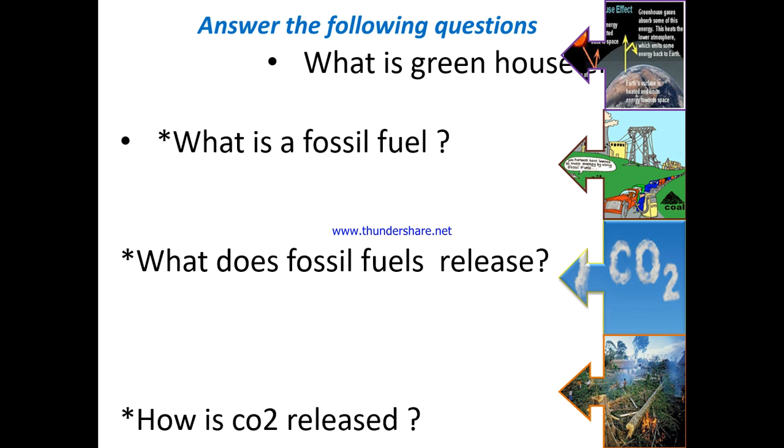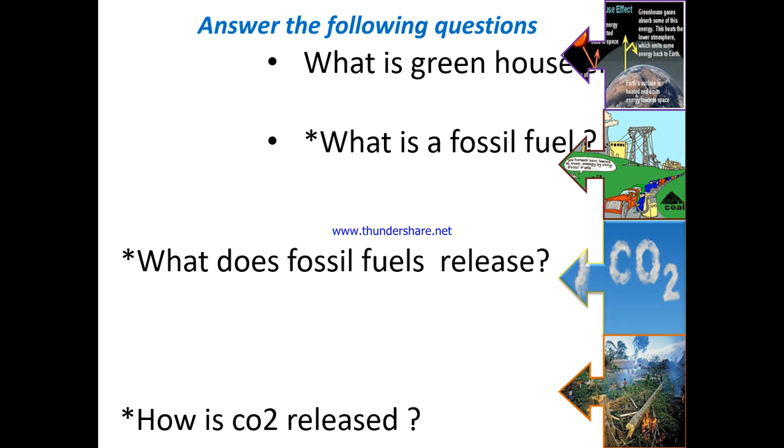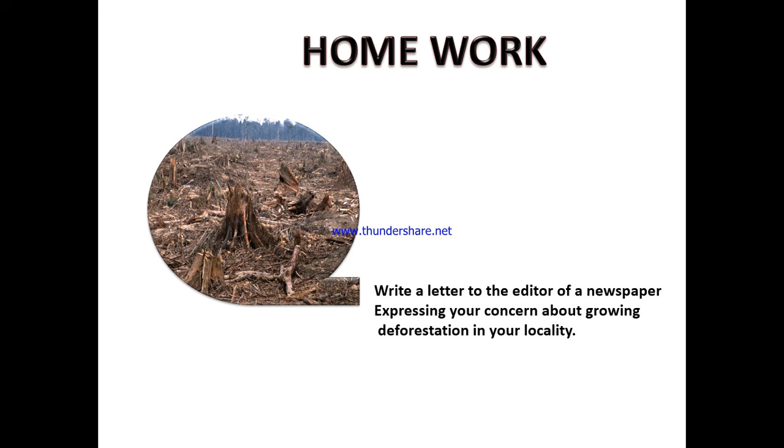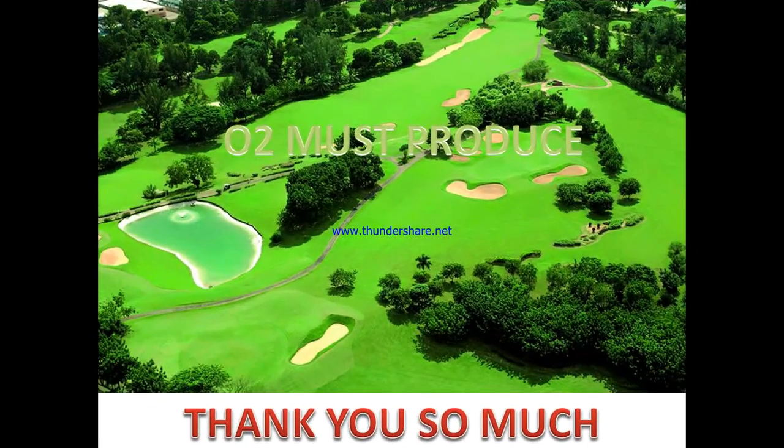How is CO2 released? When we cut trees in large numbers and we burn them, then a large amount of CO2, carbon dioxide, is released into the atmosphere. Homework. Write a letter to the editor of a newspaper expressing your concern about growing deforestation in your locality. O2 must be produced. That means oxygen must be produced. So we have to plant more and more trees so that we can live a better life in the world.